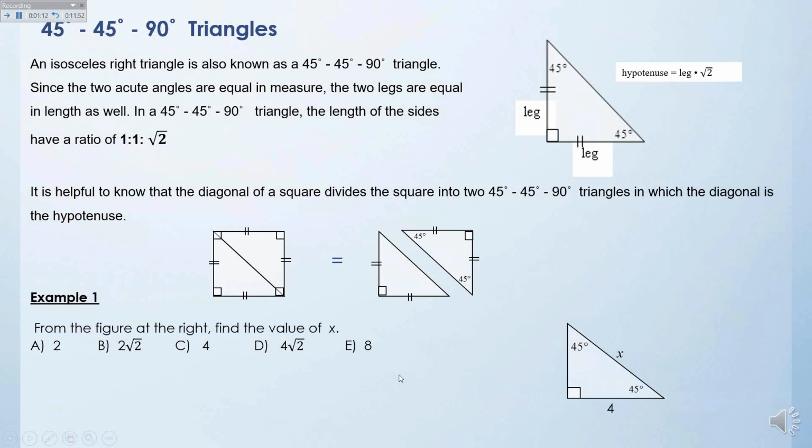Do we have something else? Yes, here's the leg, which is 4. This would be 4, and so that would be 4 root 2. How do I know that? Because here's my formula, x, x, x root 2. 4, 4, 4 times the square root of 2.